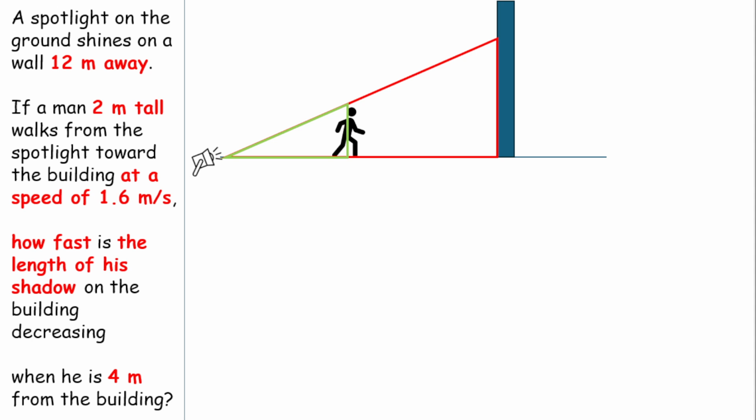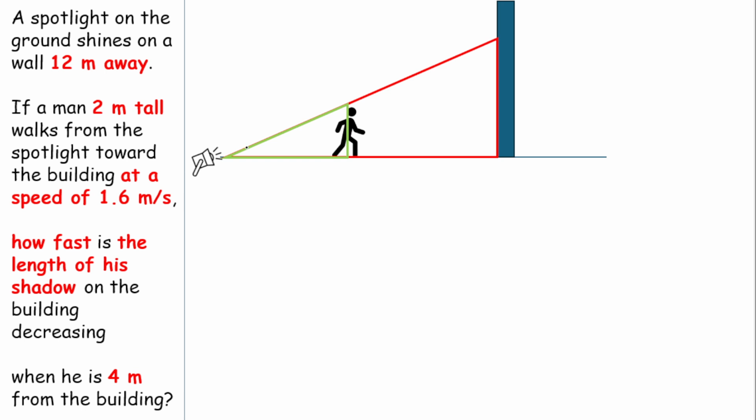A spotlight on the ground shines on a wall 12 meters away. So the wall is the wall of a building. If a man 2 meters tall walks from the spotlight towards the building at a speed of 1.6 meters per second, how fast is the length of his shadow on the building decreasing when he is 4 meters from the building? Okay, so let's draw the situation here.